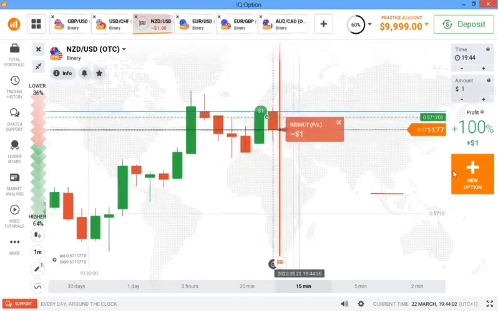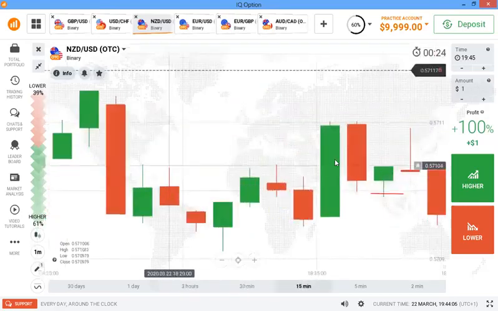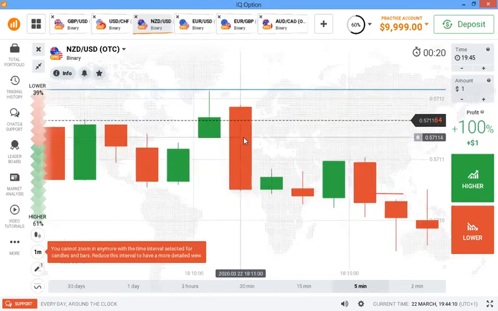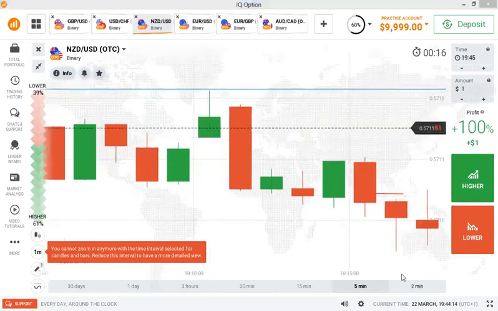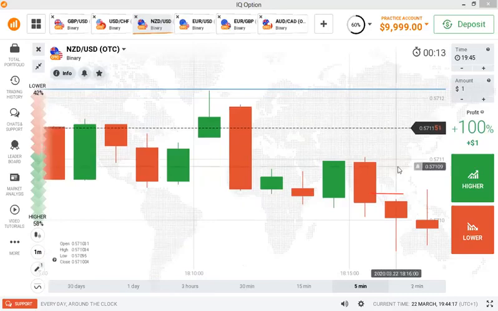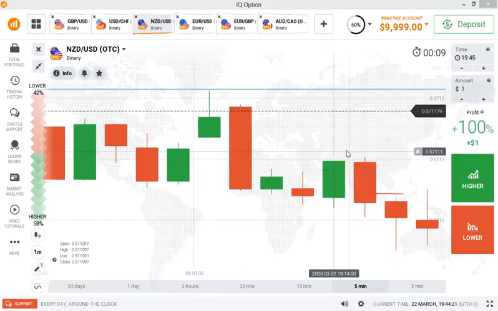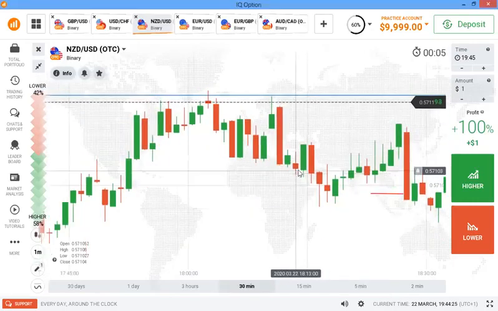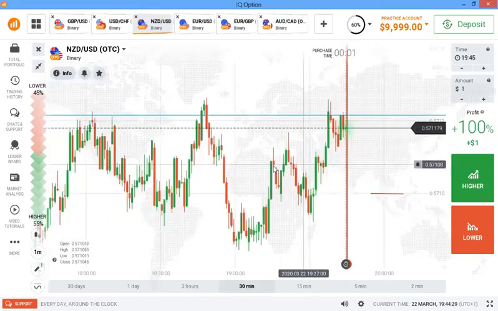Okay, look at the green. They lost the trade. Look at it. There's a level here. Look at this level, this rejection point. Look at it. You can see. I was just focusing on the candle when it broke the level, but I didn't check that there's a level.